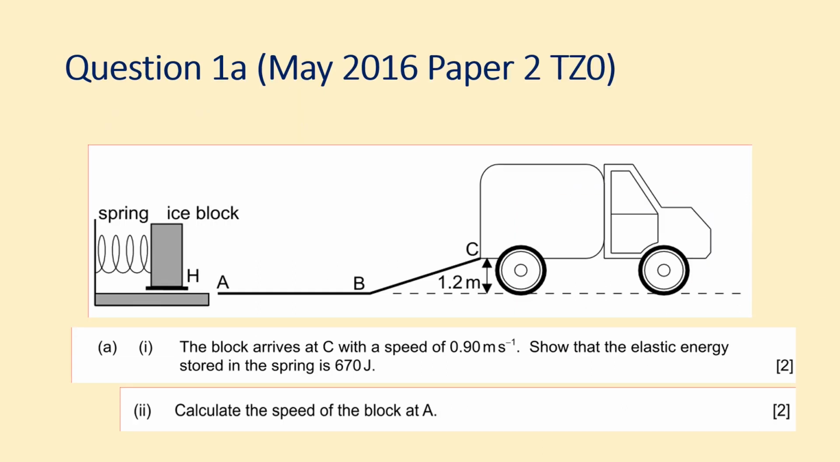So accounting for all the information that we were given, here is the first question, which is question 1A, and it has 2 parts. A1 says that the block arrives at C with a speed of 0.9 meters per second. So show that the elastic energy stored in the spring is 670 joules. That's worth 2 points. And then the second part of the question asks, calculate the speed of the block at A.